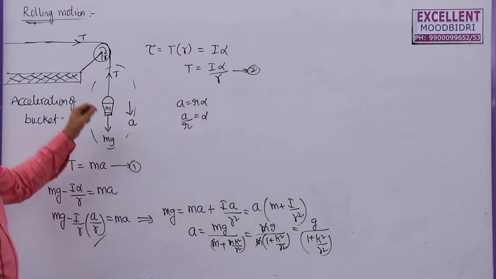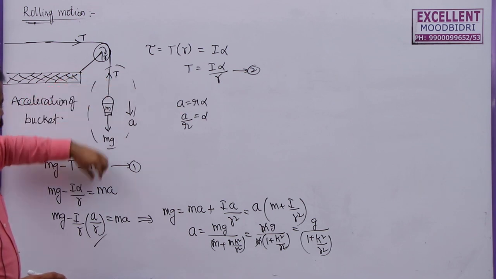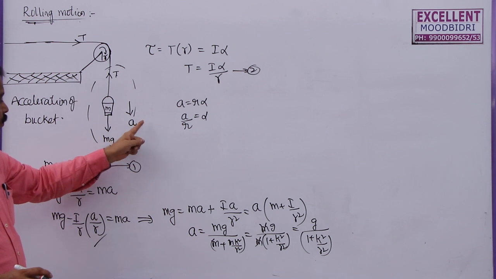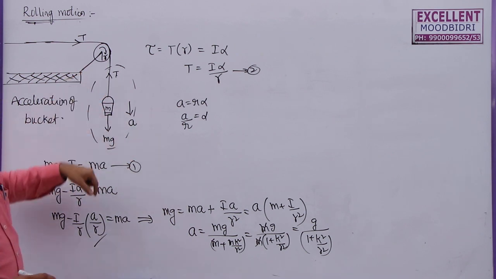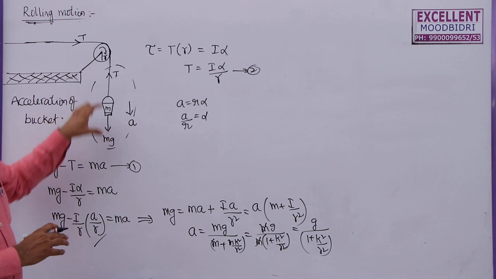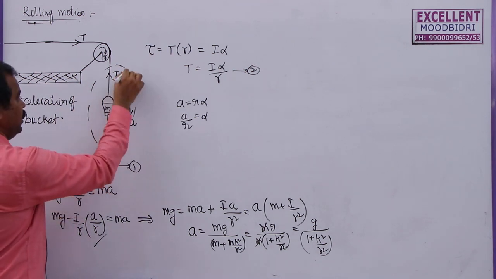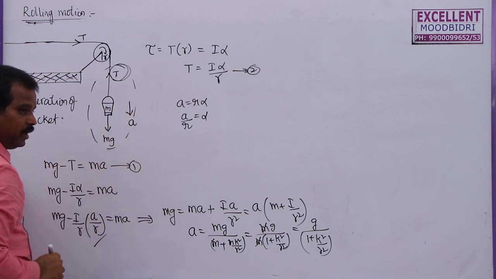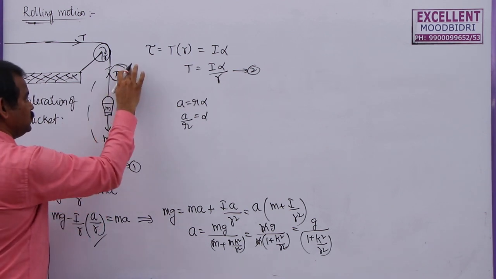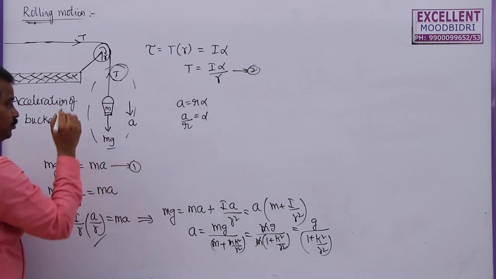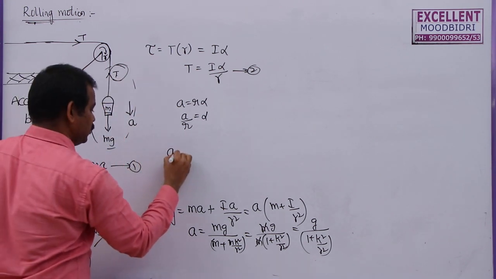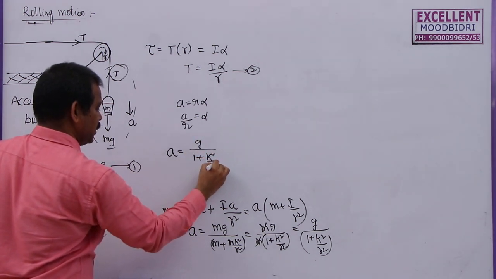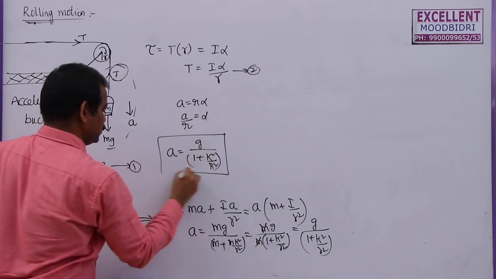This is the acceleration. Don't directly give it as g just because it is falling down. Only for a freely falling body, a will become g. But it is not a freely falling body. It is not moving only under gravity. It is falling under the tension of the string also, not only the acceleration due to gravity. So one more force is acting, that is controlling the motion of this bucket here. So the acceleration of the bucket is given by g by 1 plus k square by R square. This is the acceleration of this body.